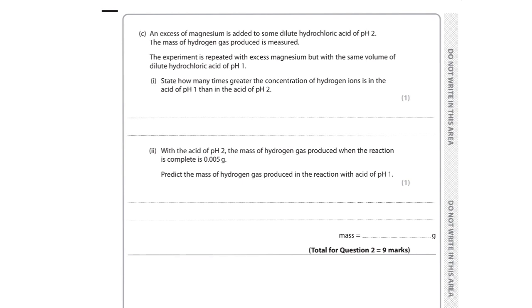Well, every value on the pH scale changes the concentration of hydrogen ions by 10. It's a logarithmic scale, the pH scale, and every value is 10 times the previous one. So because it's pH 1, it's actually going to be 10 times greater. As you lower the pH, the concentration of hydrogen ions gets greater because it becomes more acidic. So the answer was just times 10. 10 times.